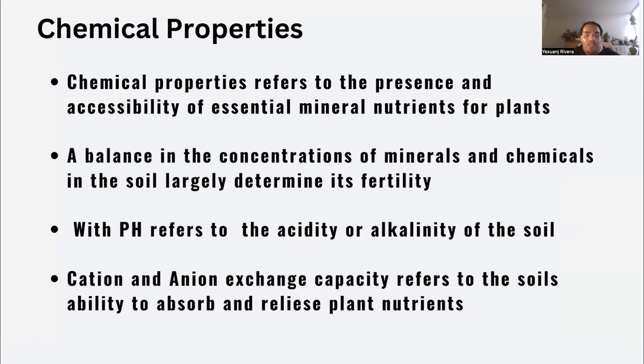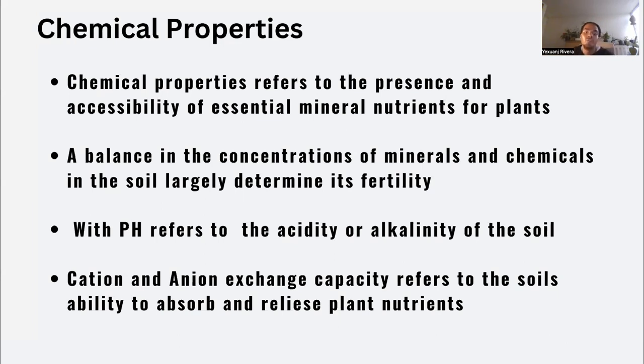Now, chemical properties. The chemical properties refer to the presence and accessibility of essential minerals and nutrients for the plant. So, when we're talking about chemical properties, we're talking about the nutritious aspect of the soil. So, how the soil provides what the plant needs in order for it to grow. There has to be a balance in the concentration of minerals and chemicals in the soil to determine the fertility.